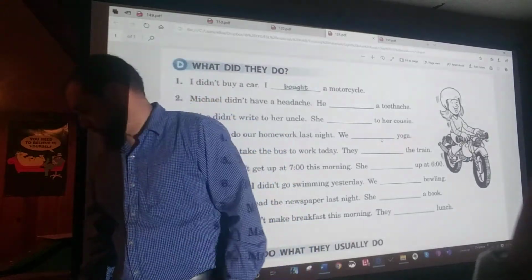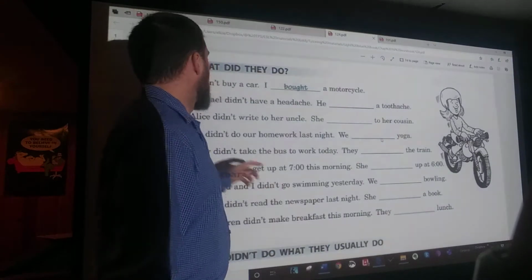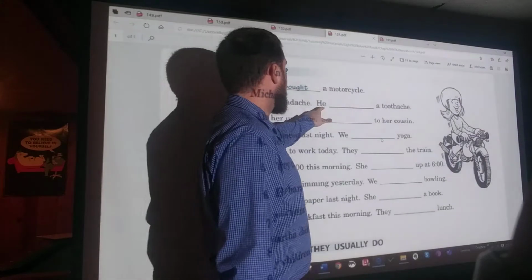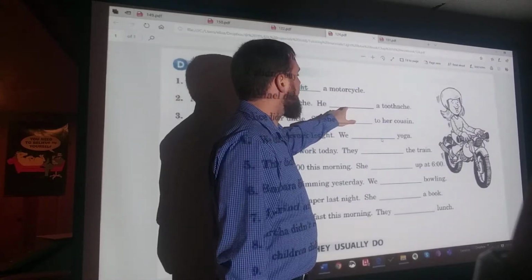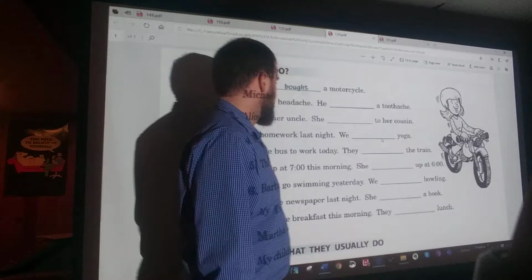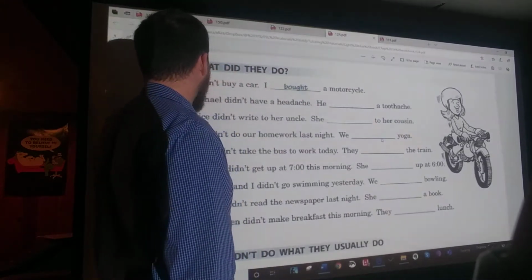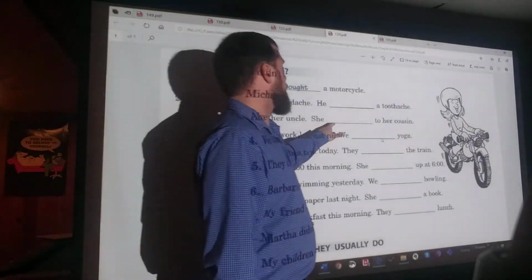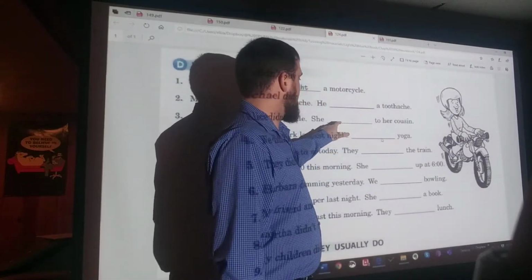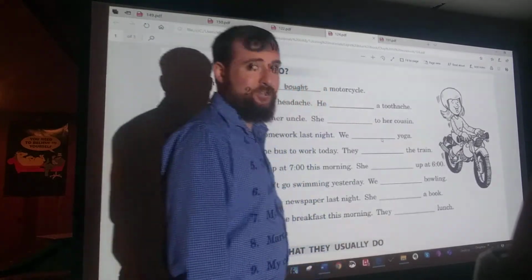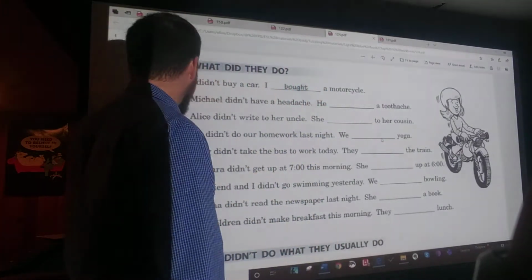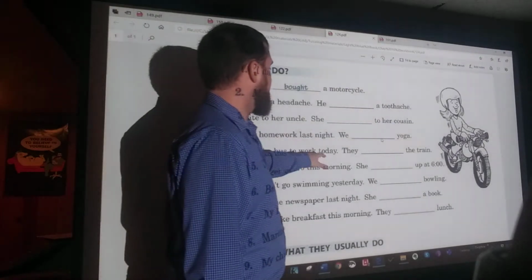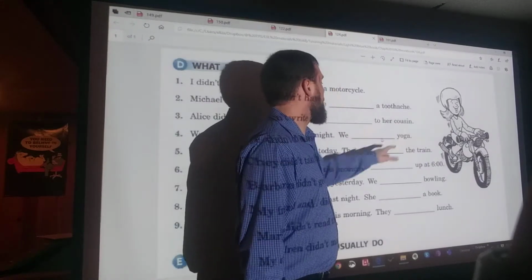Okay, so, number 2. Michael didn't have a headache. He had, H-A-D, a toothache. Number 3. Alice didn't write to her uncle. She wrote to her cousin. W-R-O-T-E. Oh, I'm going to get in trouble with these spellings. I can just feel it. Number 4. We didn't do our homework last night. We did yoga. D-I-D.